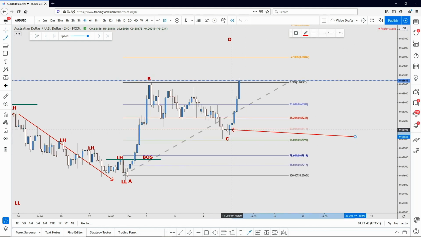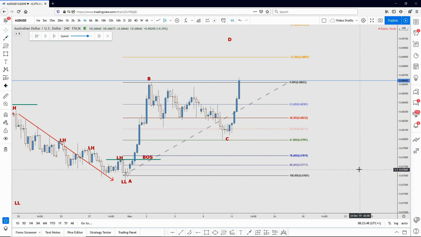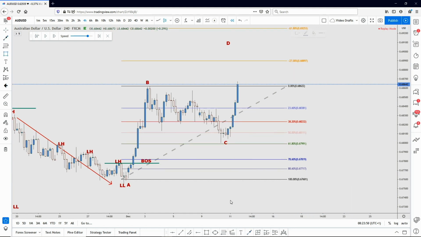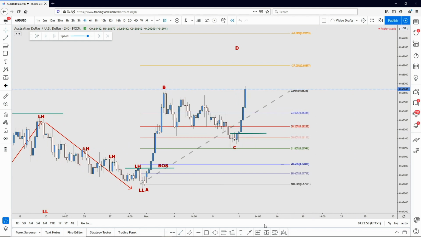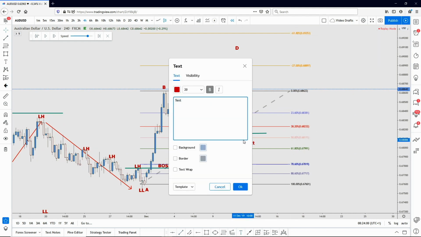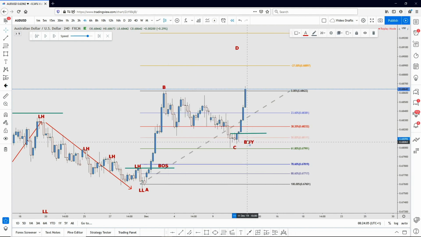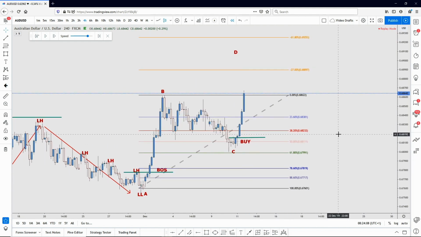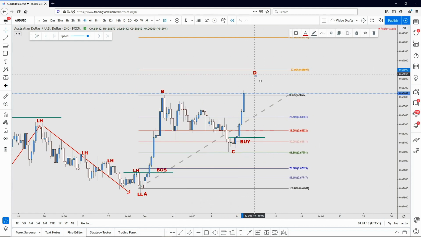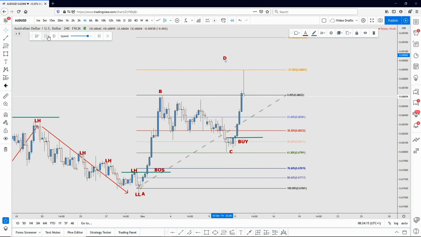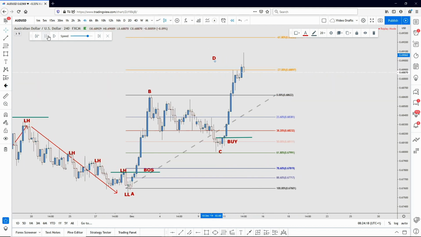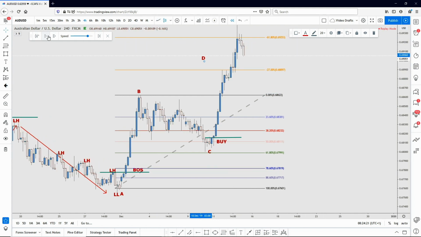You can see that there was a bullish engulfing candle here. We could have placed a buy after this bullish engulfing candle. So I'm just going to put buy here. And let's see if it hits our take profit. It's already at take profit 1. Let's see if it continues up. Take profit 2, take profit 3.